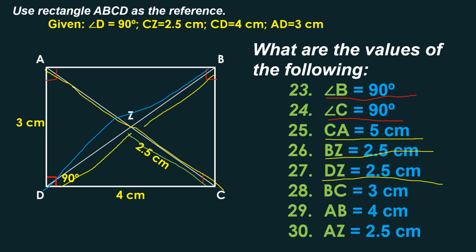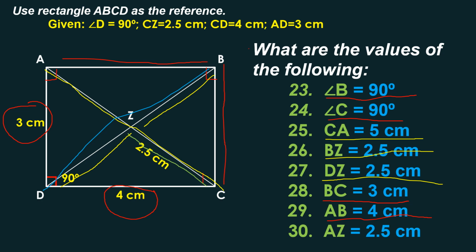Now, next we have here BC, which is equal to 3 centimeters. So, why is it 3 centimeters? Because side BC is opposite to side AD, which also has 3 centimeters. Since opposite sides are equal, that's why we have 3 centimeters for BC. AB is equal to 4 centimeters. This side here is also 4 centimeters, like its opposite side, side CD, 4 centimeters.